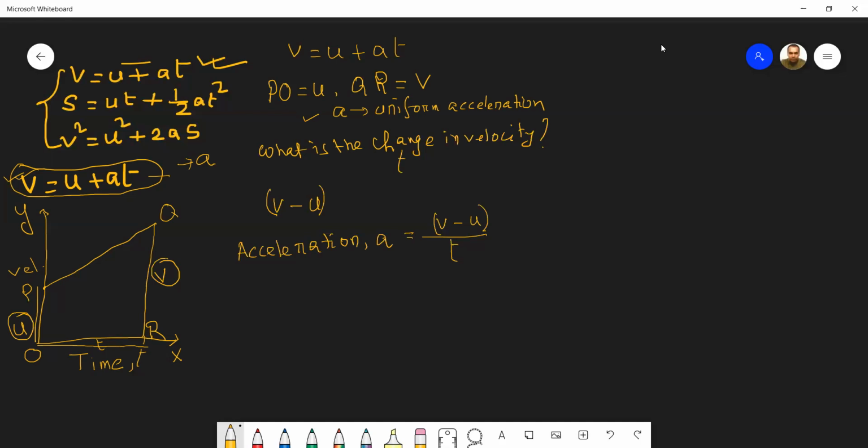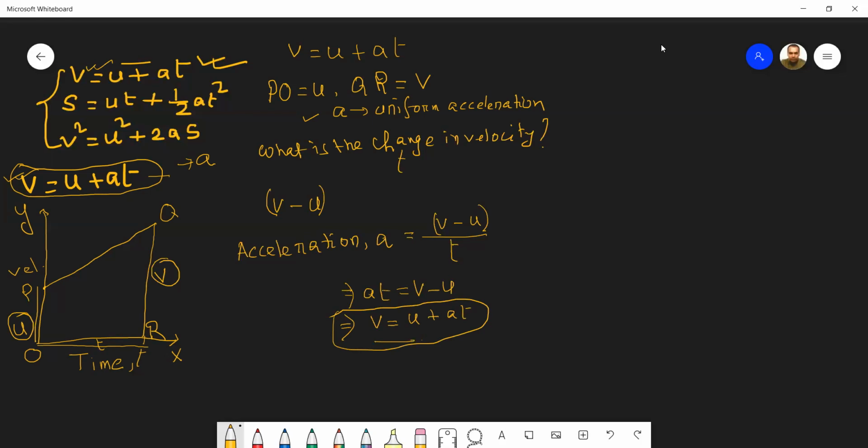Can you simplify this equation further? So this is AT equal to V minus U. So what is V then? V is equal to U plus AT. Isn't this the first equation of motion as we had already written? I had already shown you the equations of motion. So this is how we can derive the first equation of motion.